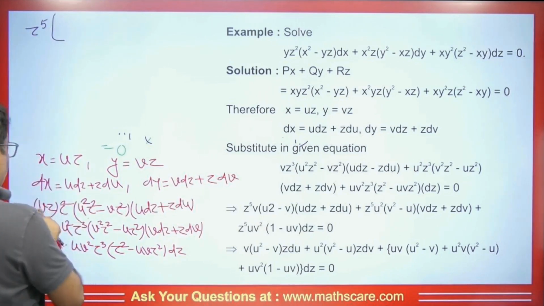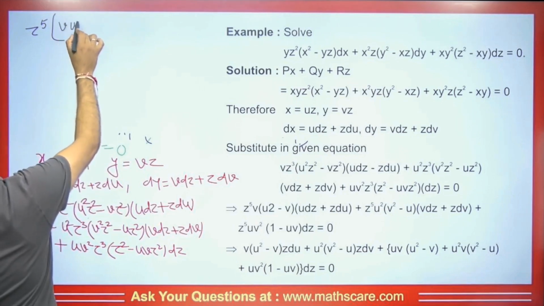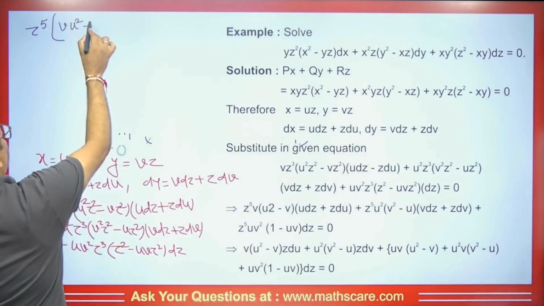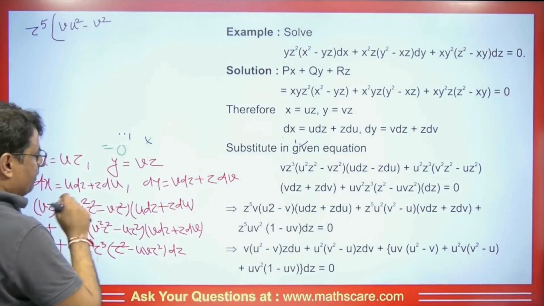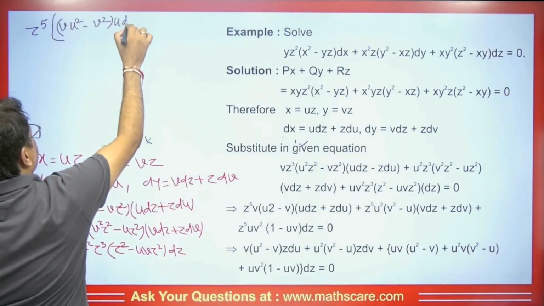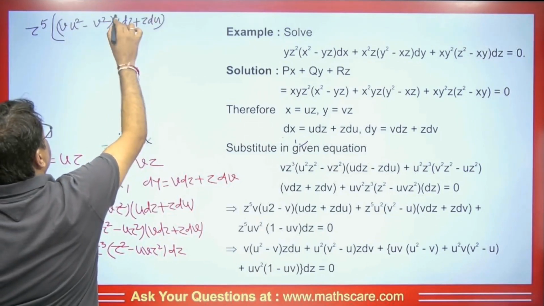If we take z to the power 5 common, we will get v. And u square, so write v. U square here, we will get this value. Then we will get v and v, hence it is v square. So minus, this value will become v square, right? Into the next value that we are getting, it is u dz plus, from here we are getting z du. We get this value, clear?